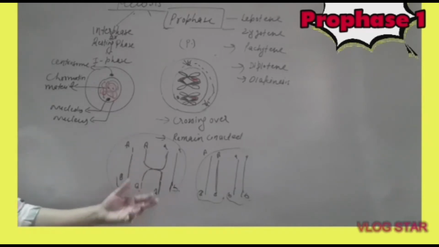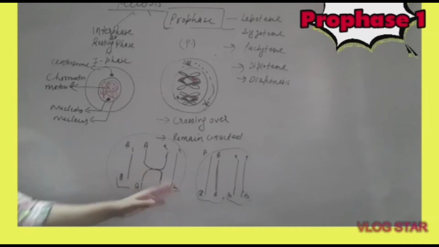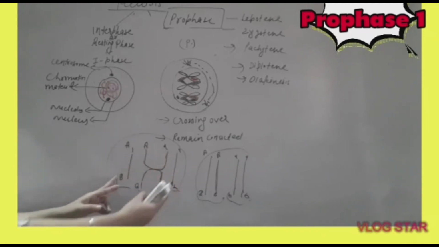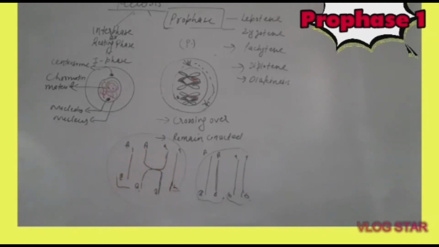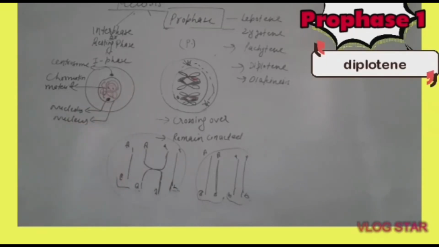We are not sure how many times crossover occurs. I have shown it once, but it can occur a number of times, twice, thrice. So this is crossing over, the change observed in Pachytene. Next is diplotene phase.